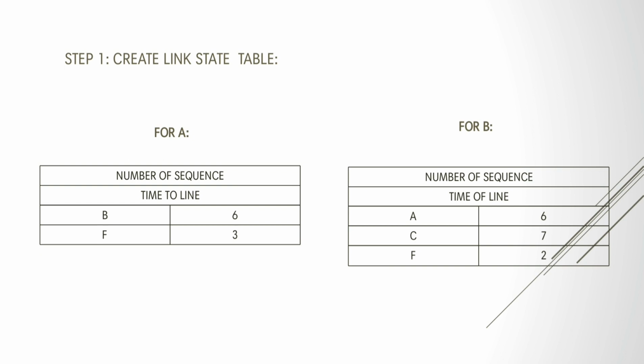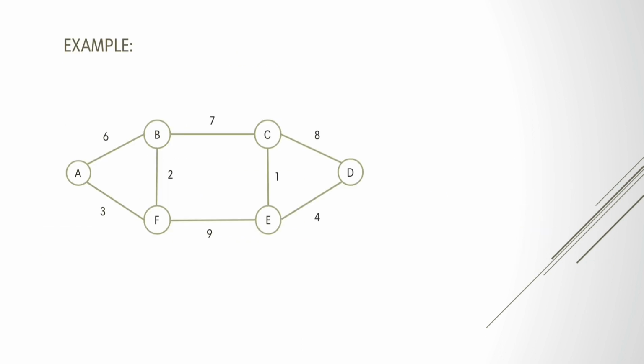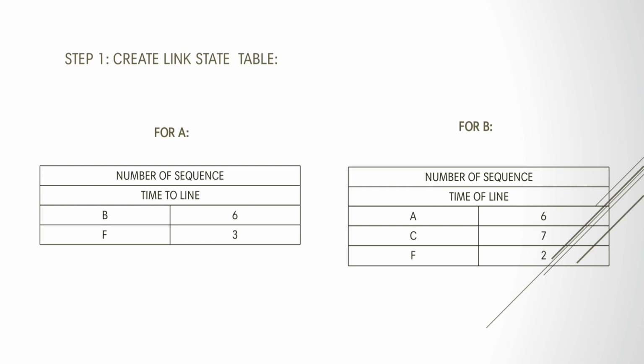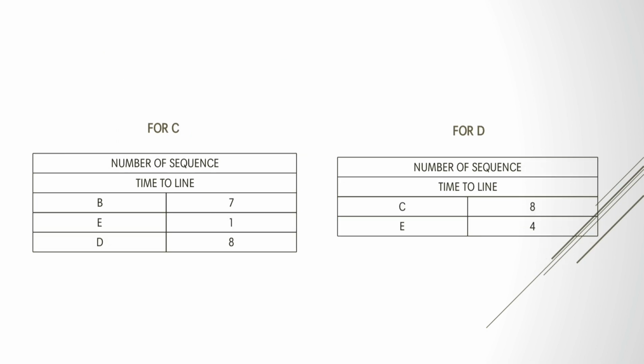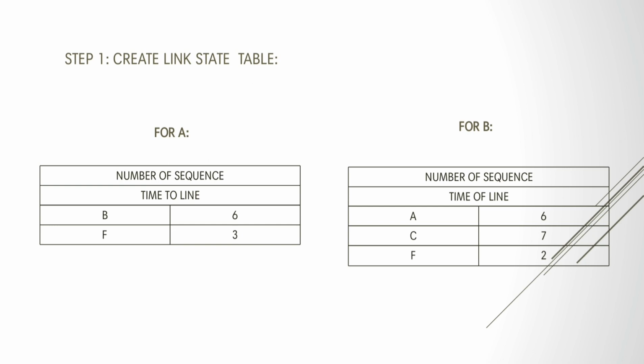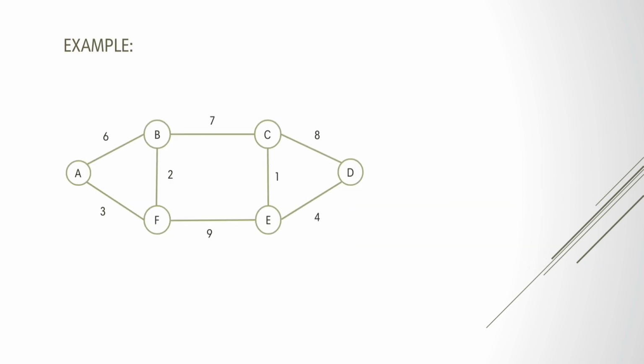Next, for B. For B, the neighborhood nodes are C, A and F. What is the distance from B to C, B to F and B to A? A is 6, C is 7, F is 2, as mentioned in this table. Next, for C. For C, let's view the neighborhood nodes: D, E, B. What is the distance between C to D, C to E and C to F?